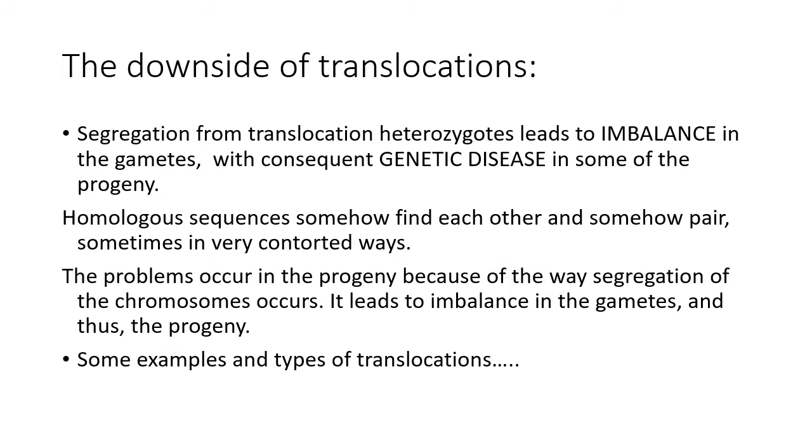So imbalance in the gametes leading to genetic disease in the progeny is what we need to discuss now. So the idea is you've got a person who's got a translocation, but nonetheless has a balanced genome. When their chromosomes pair and segregate, you can have problems in the progeny.